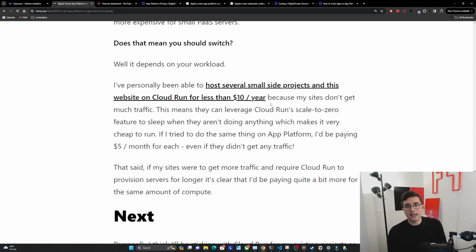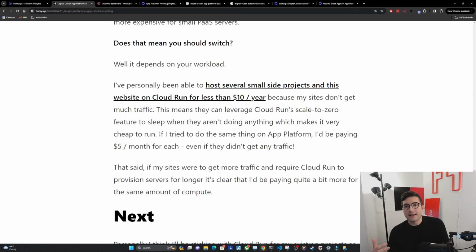I've personally been able to host several small side projects and this website on Cloud Run for less than $10 a year because my sites don't get that much traffic. This means that they can leverage Cloud Run's scale to zero feature to sleep when they aren't doing anything, which makes it very cheap to run. Now, if I tried to do the same thing on App Platform, I'd be paying $5 a month for each of these, even if they didn't get any traffic.